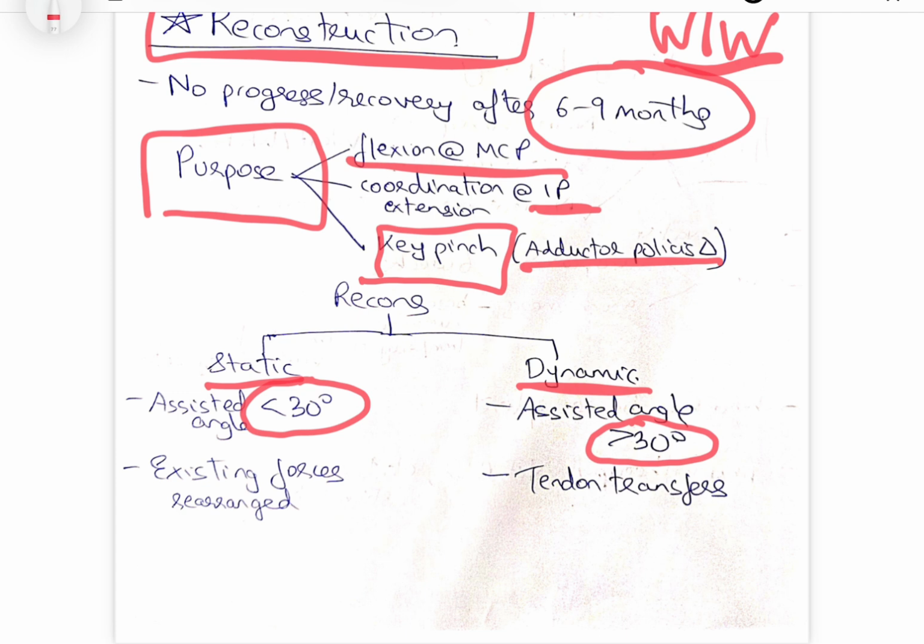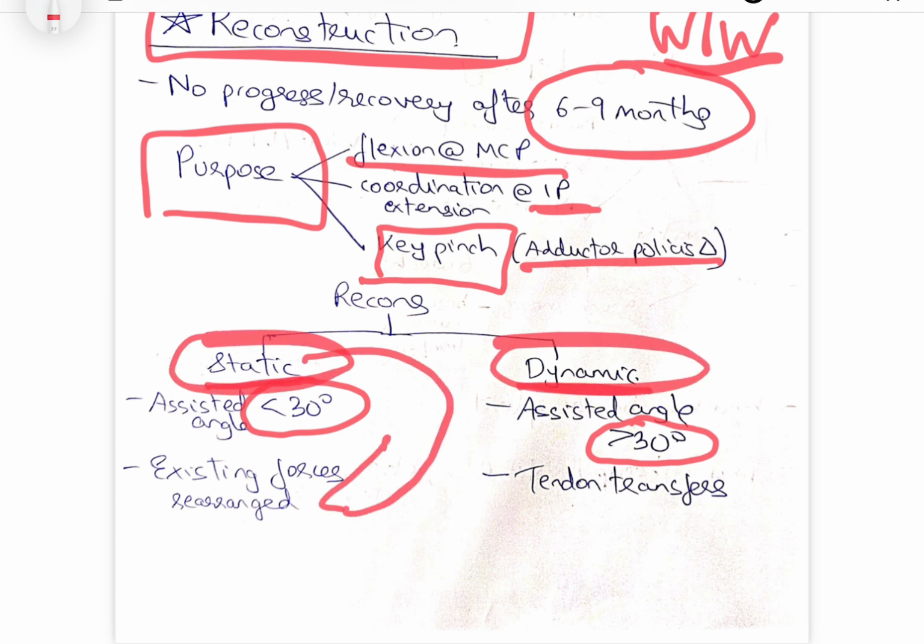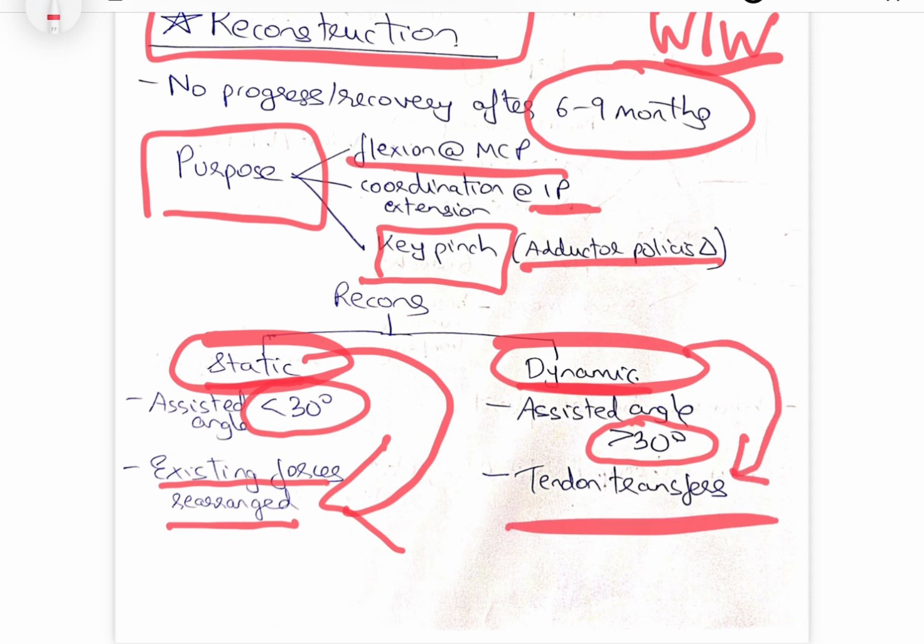All of you should repeat along with me. What is assisted angle? Assisted angle is the amount of passive flexion at MCP joint which is required for the extension at IP joint. Okay, so if it is less than 30 degrees, you go for static procedures. If it is more than 30 degrees, you go for dynamic procedures. What is the concept of static procedures? In static procedures, what we do is we rearrange the existing forces, while in dynamic procedures, we carry out some tendon transfers.